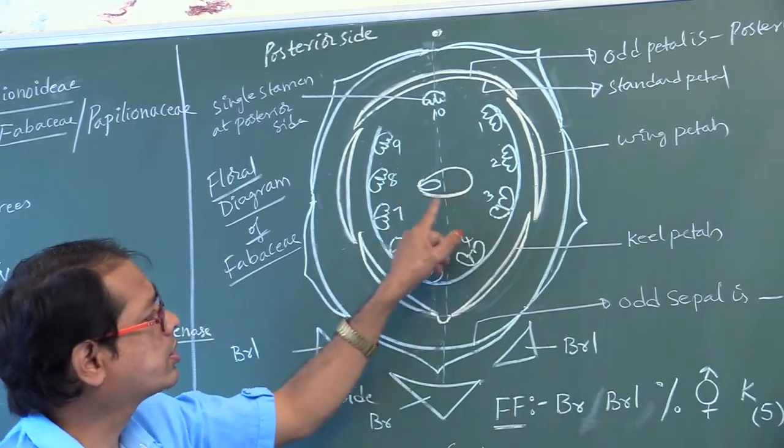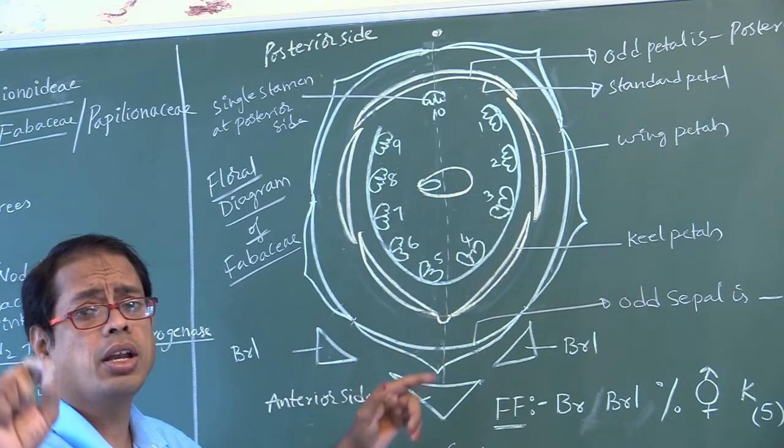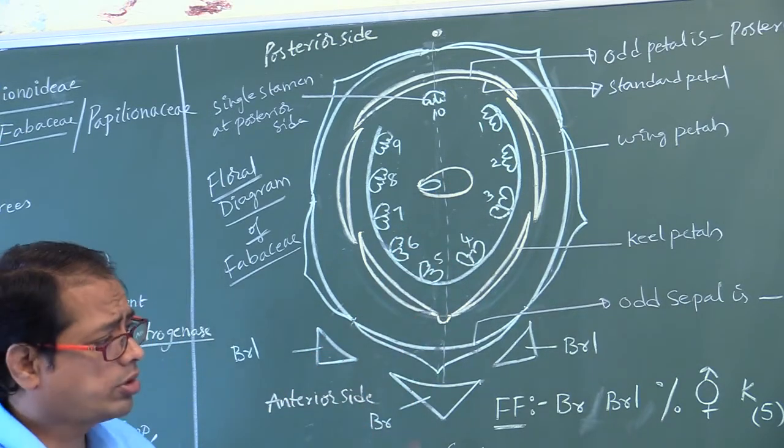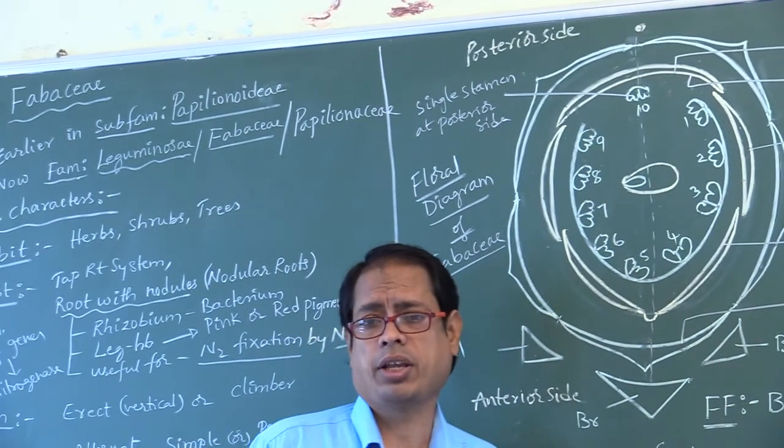Number of carpels 1. Number of locules 1. Placentation, marginal placentation. These are the few important points related to the Fabaceae family.